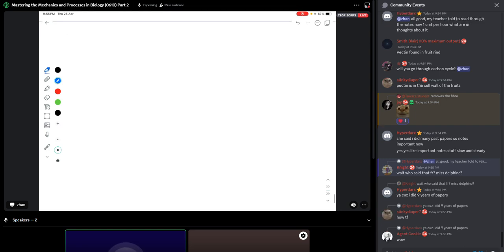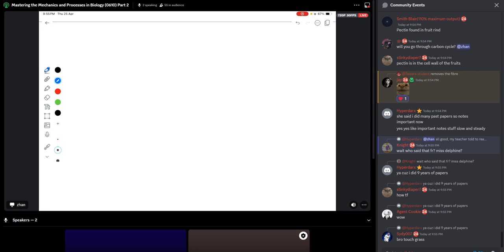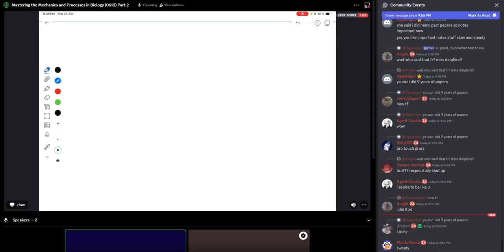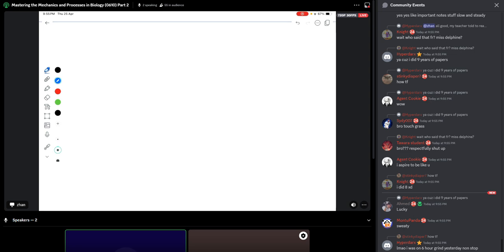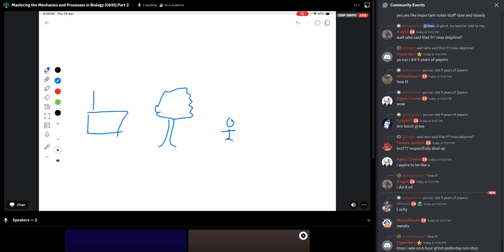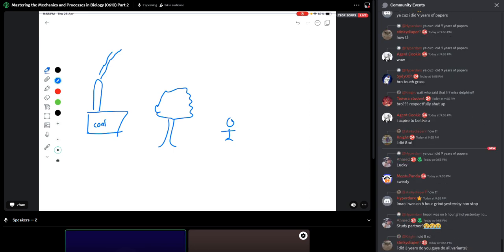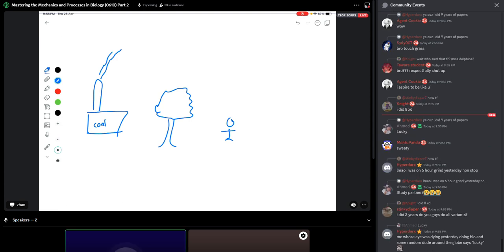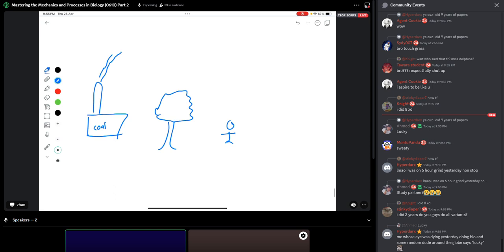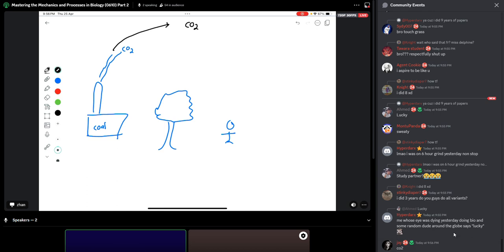The carbon cycle is basically about how carbon dioxide goes into the air. So I have a tree, a human and a factory. Assuming that whatever happens inside here is by combustion reaction. Combustion reaction means it's burning something. So when I'm burning something, I'm releasing carbon dioxide to the air. So this will all go to the atmosphere, CO2. This is the atmosphere.